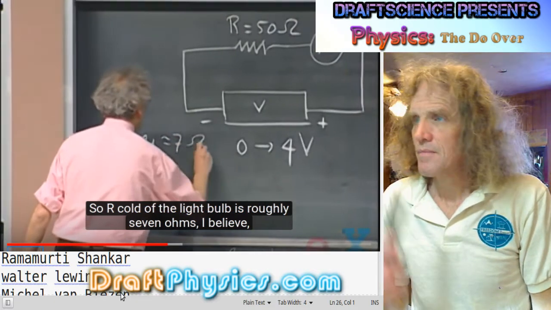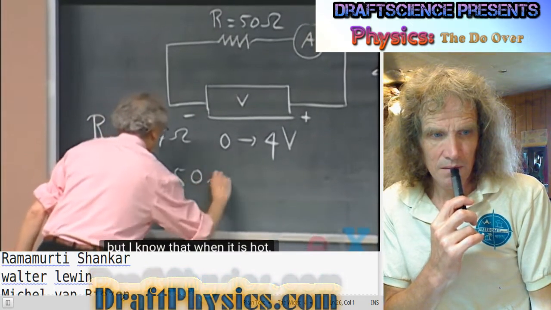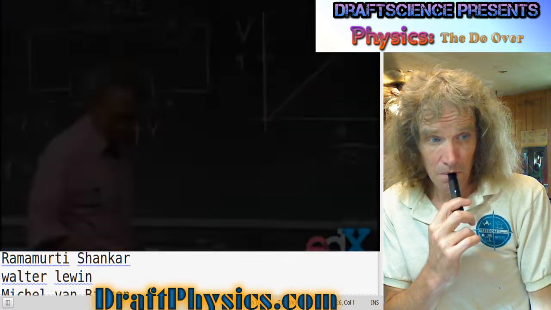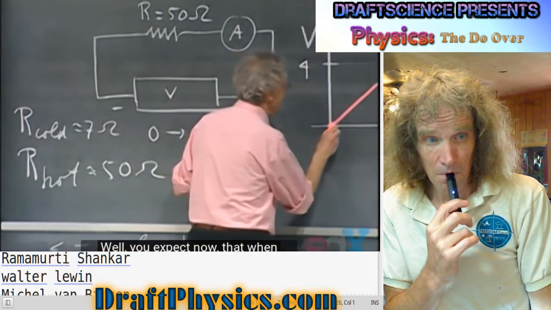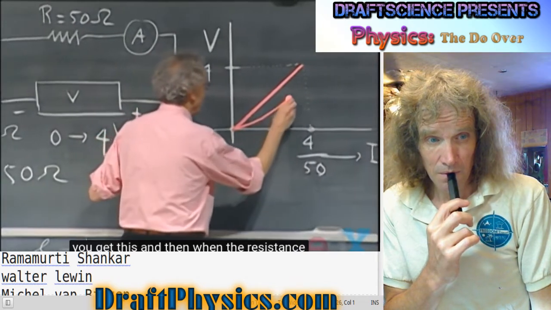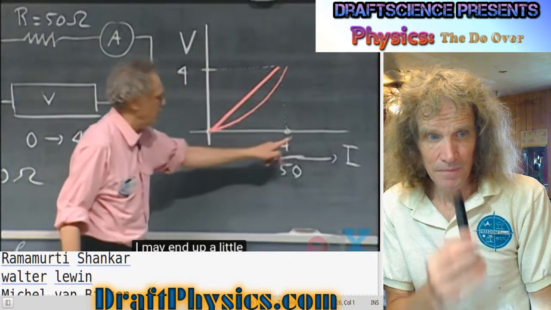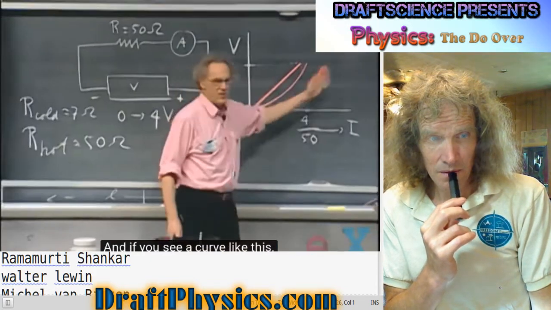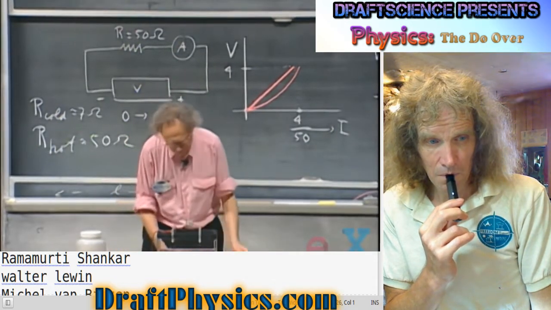It's roughly 7 ohms, I believe. But I know that when it is hot, it's very close to 50 ohms. I think it's a little lower. What do you expect now? Well, you expect that when the resistance is low in the beginning, you get this. And then when the resistance goes up, you're going to get this. I may end up with a little higher current because I think the resistance is a little lower than 50 ohms. And if you see a curve like this, that's not linear anymore. So that's the end of Ohm's law.